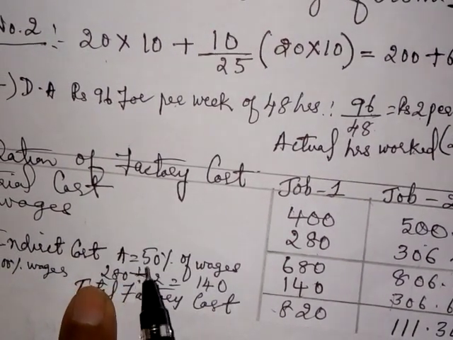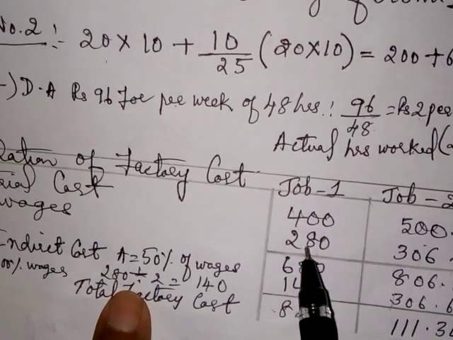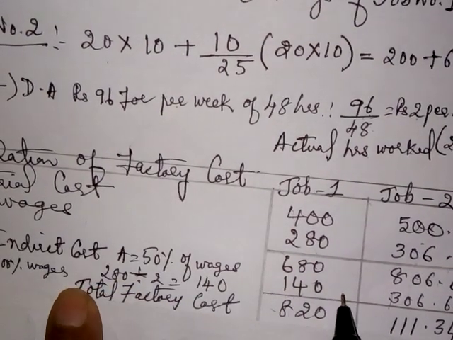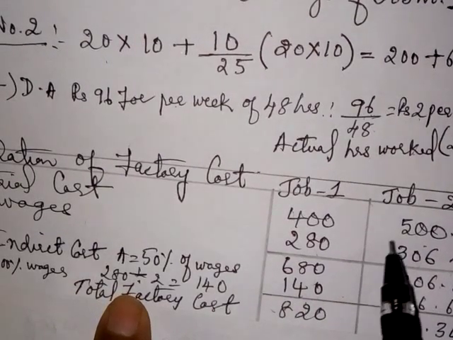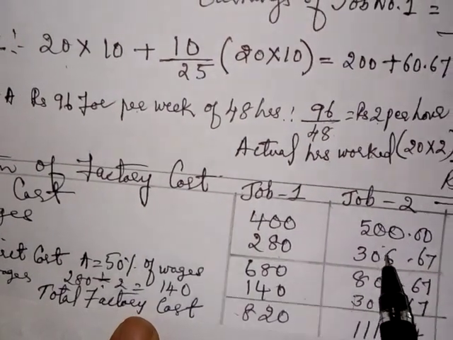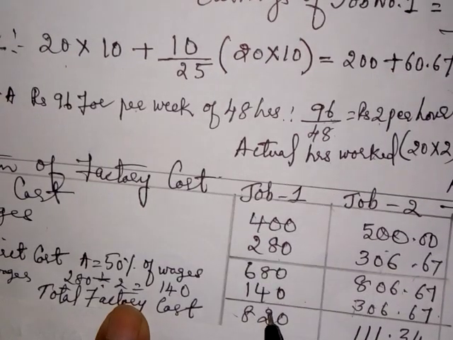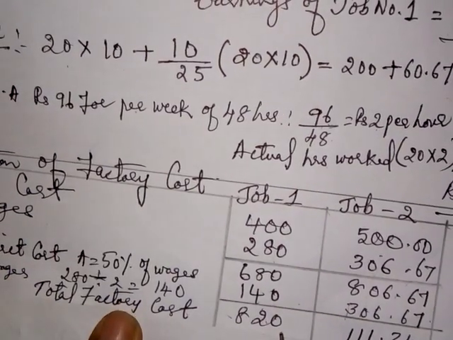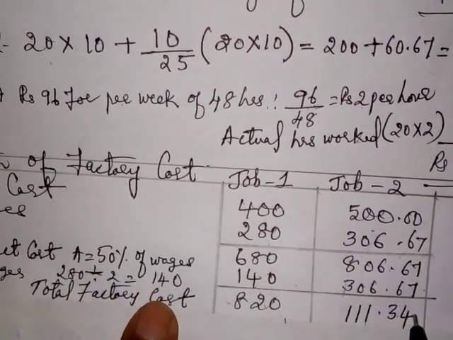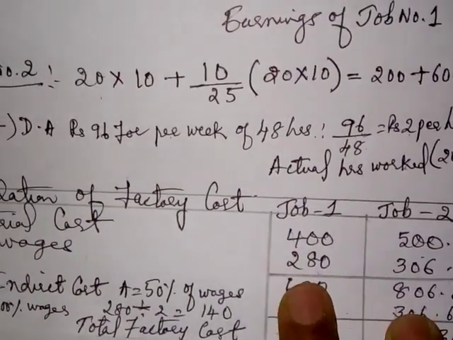Indirect cost is 50% of wages. In case of job number 1, wages is 280, 50% of 280 is 140, which is the indirect expenses for job number 1. In case of job number 2, 100% of the wages should be considered. 100% of wages is 306.67. So including direct and indirect wages, the total factory cost comes to 820 for job number 1 and 1113.34 for job number 2. So this is the calculation.